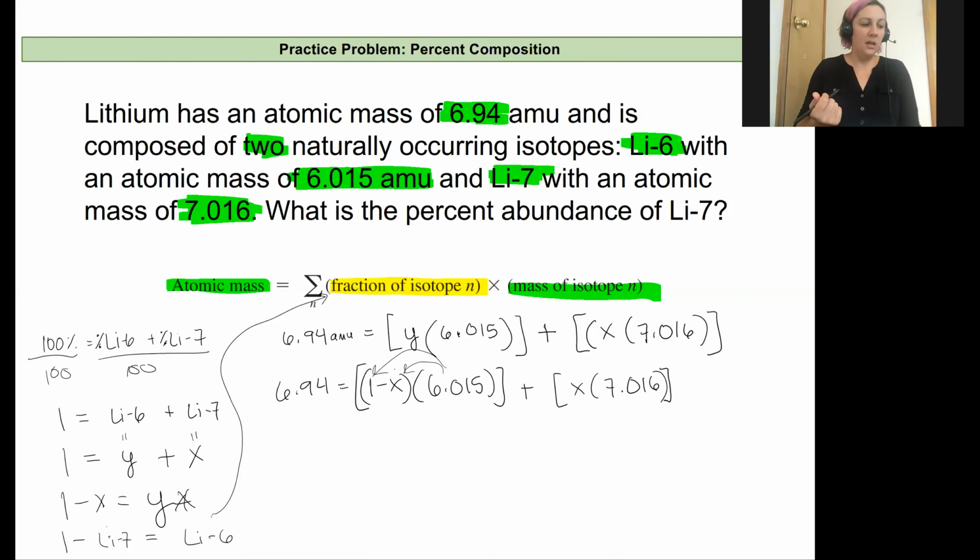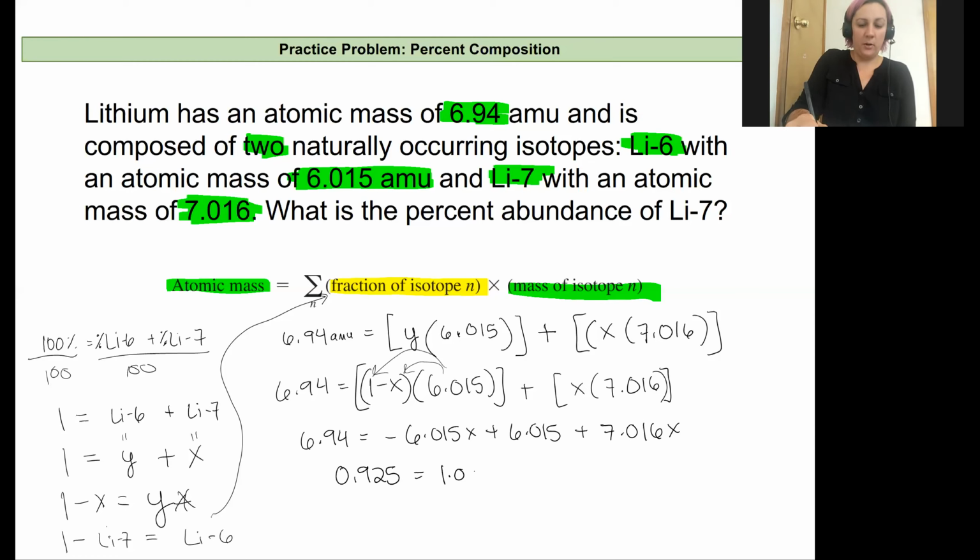This is my goal. And what I'm going to find is that an intermediary step is going to be equal to overall my negative 6.015x plus 6.015 plus 7.016x. Solving further, I'm going to get to 0.925 is equal to 1.001x, and 0.924 is equal to x. And remember, x is my lithium-7 fraction. So I found it.